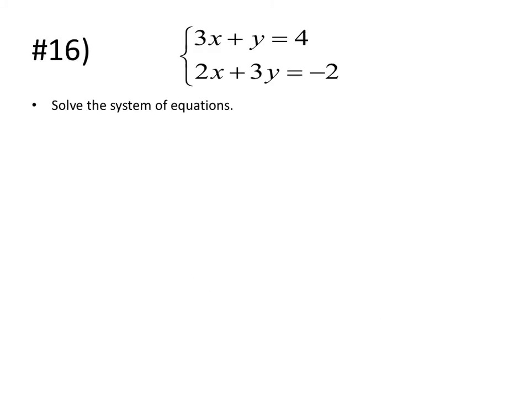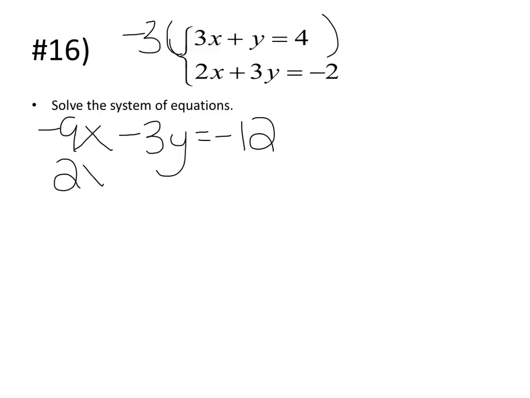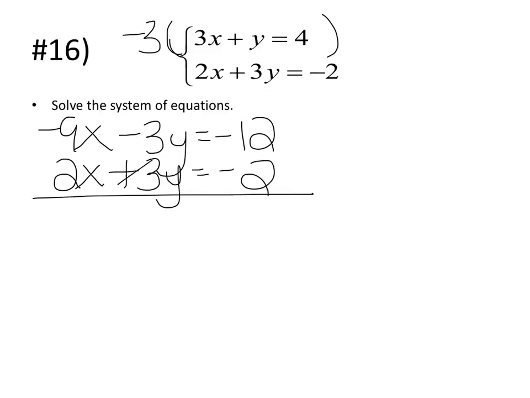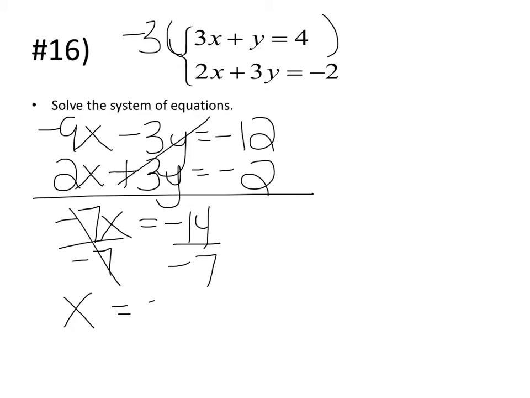Okay, 16. Looks like an elimination problem to me. I'm going to multiply the top equation by negative 3 to get my y's to cancel. So I have negative 9x minus 3y equals negative 12. I'm going to leave my bottom equation alone. So notice your y's cancel. This leaves me negative 7x is equal to negative 14. Divide both sides by negative 7. You get x equals 2.